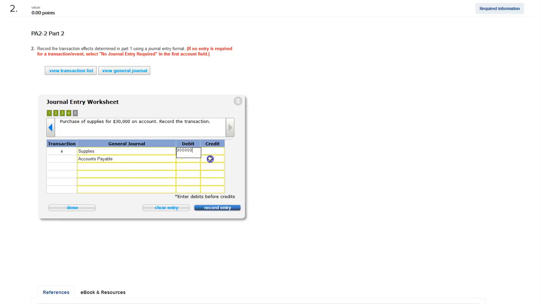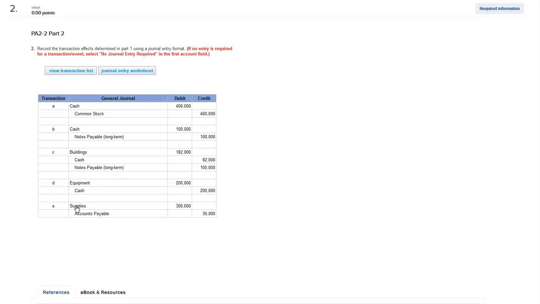Remember, accounts payable means we have to pay. The word accounts means on credit. Accounts payable means that we're going to have to pay it in the future. Accounts receivable, that would be an asset, would mean we would be receiving it in the future.